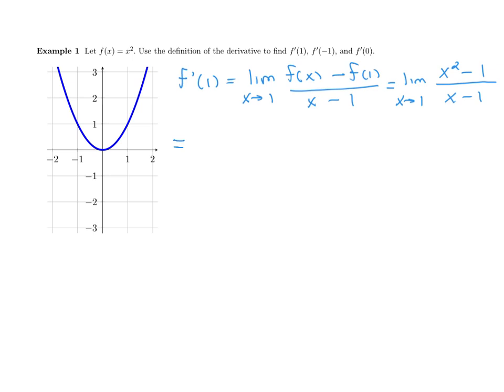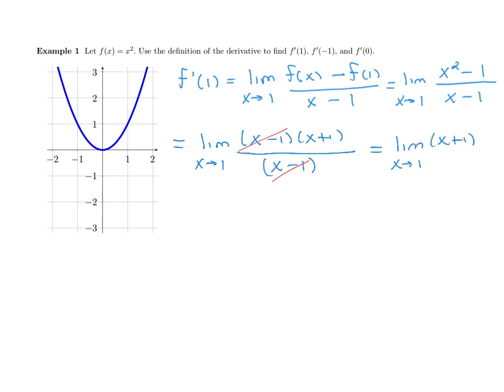Let's try it. This is the limit as x approaches 1 of, the top is x minus 1 times x plus 1, a difference of squares, divided by x minus 1. You can cancel the factors of x minus 1. This leaves you with the limit as x approaches 1 of just x plus 1. And you can directly substitute 1 in place of x. And you get that f prime of 1 is equal to 2. So if you draw the tangent line here, the slope of this line is 2. And that's what all of this work tells us. This is not an estimate. This is the exact value of the slope of this tangent line.